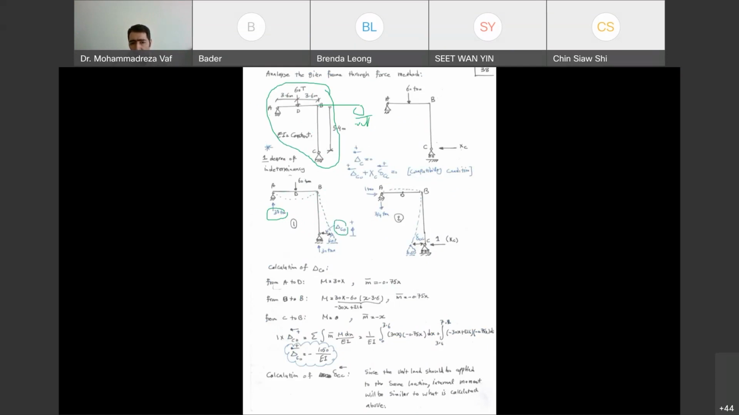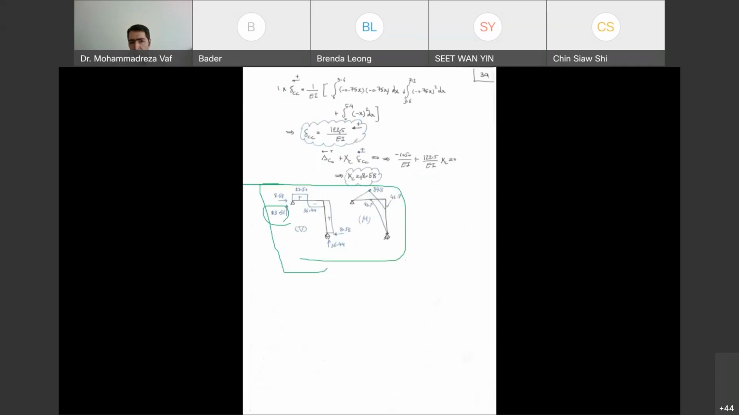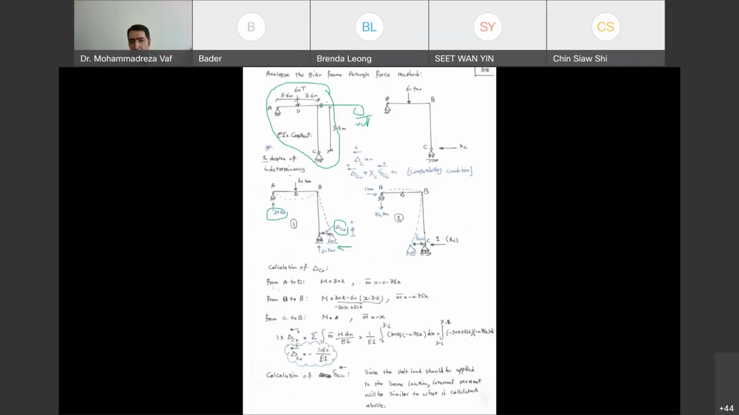So this 30 ton is basically the reaction force for the frame that doesn't have any horizontal support. But the shear force diagram that you see here is for the structure that has the horizontal support. So it means that we have to recalculate the shear force at point A? Yes. Okay, thank you, doctor.